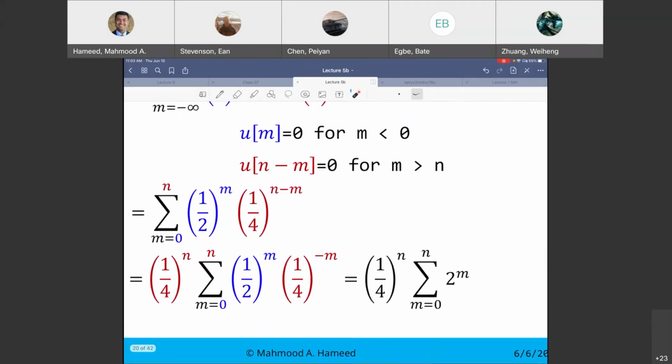Substitute, solve, you get this. 1/4 raised to n instead of 1/4 raised to 5. Summation goes from 0 to n instead of 0 to 5, 2 raised to m. Once I evaluate this summation, I'm going to have a function in small n that is going to be the output, y of n.